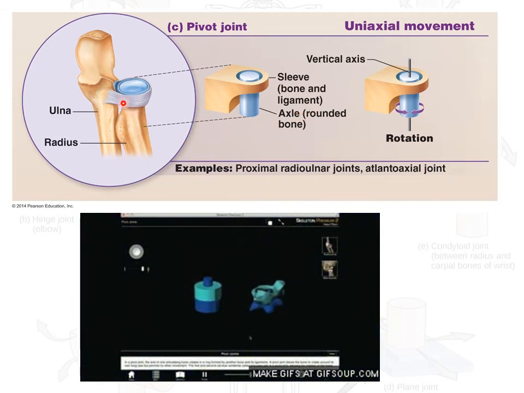Okay, so a perfect example of this is where the radial head interacts with the ulna on the radial notch. And we also see this where the axis and atlas interact, allowing for cervical rotation. So there's one plane of movement, but it's a rotational movement. You kind of have one bone that's like an axle, and the other one's like a sleeve that goes around the axle, allowing for rotation.